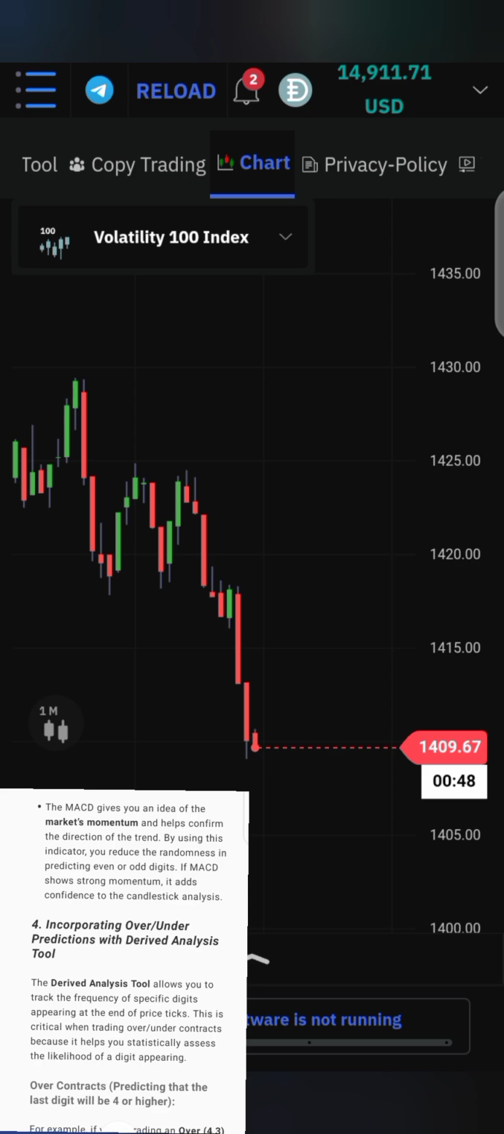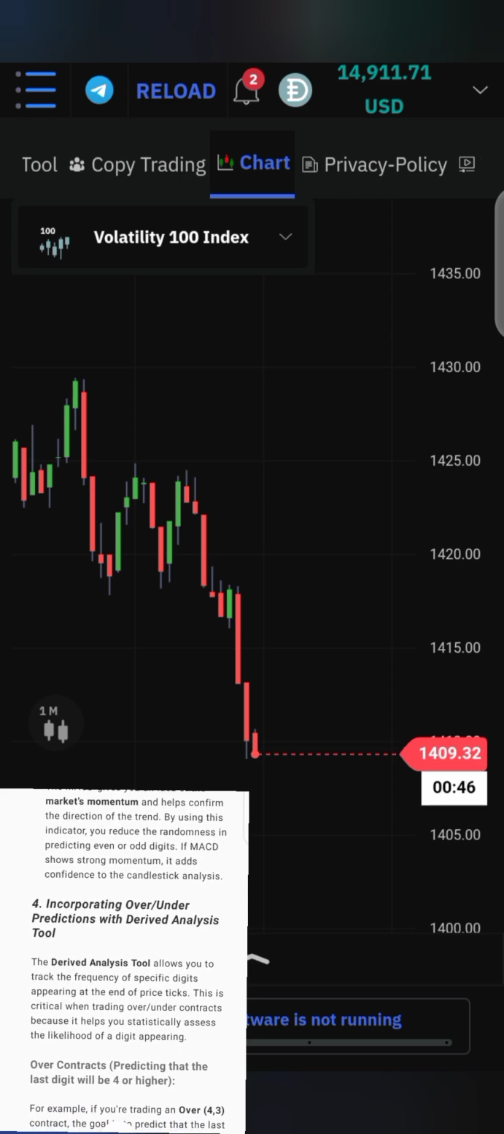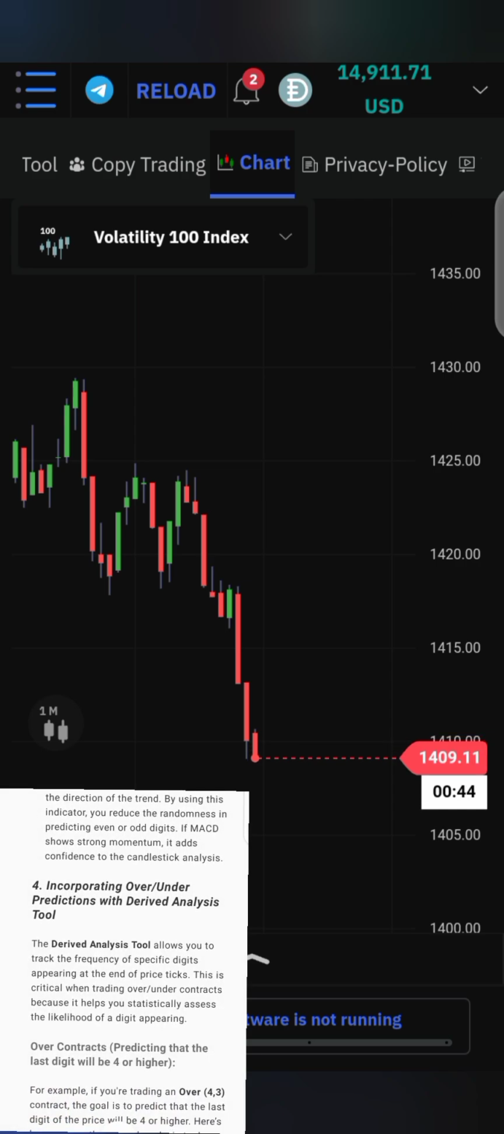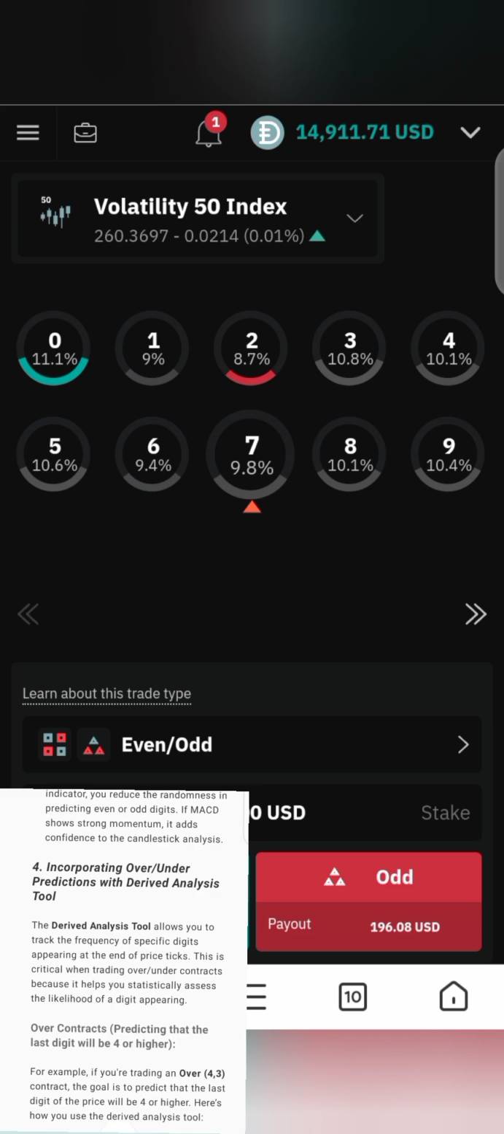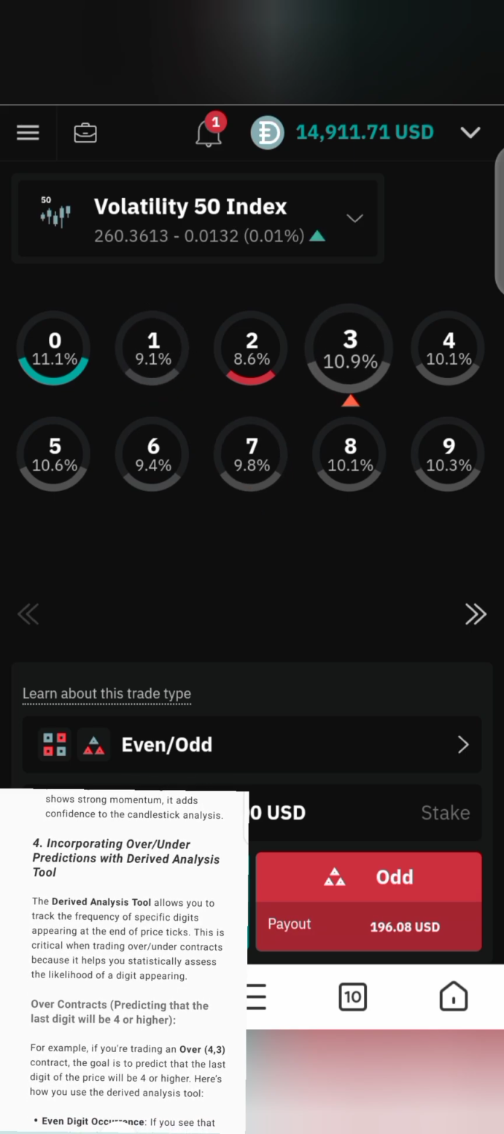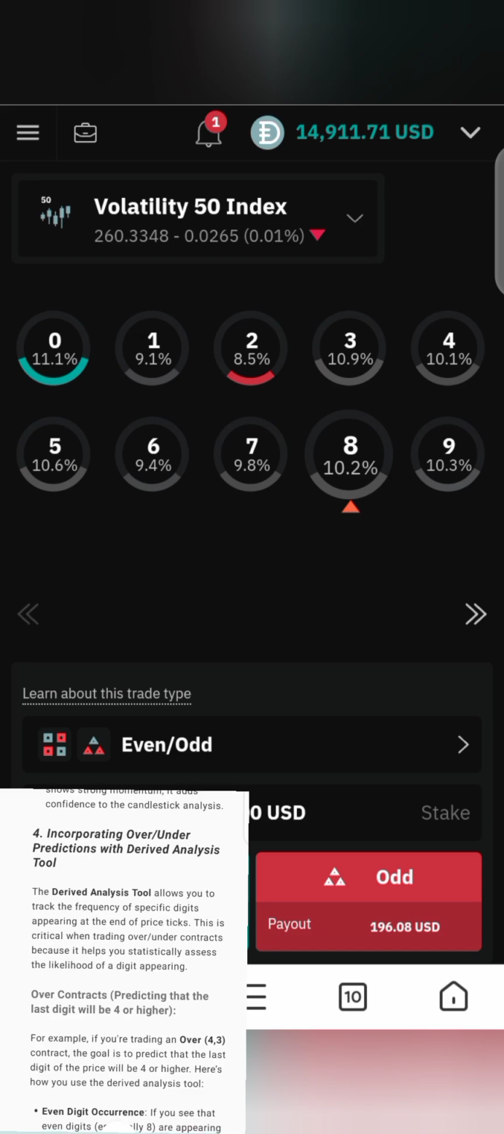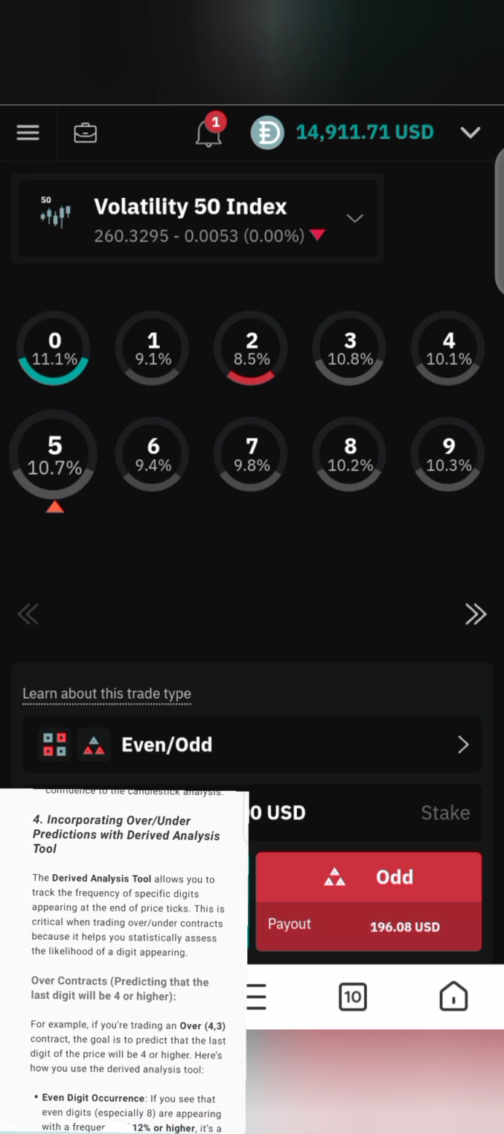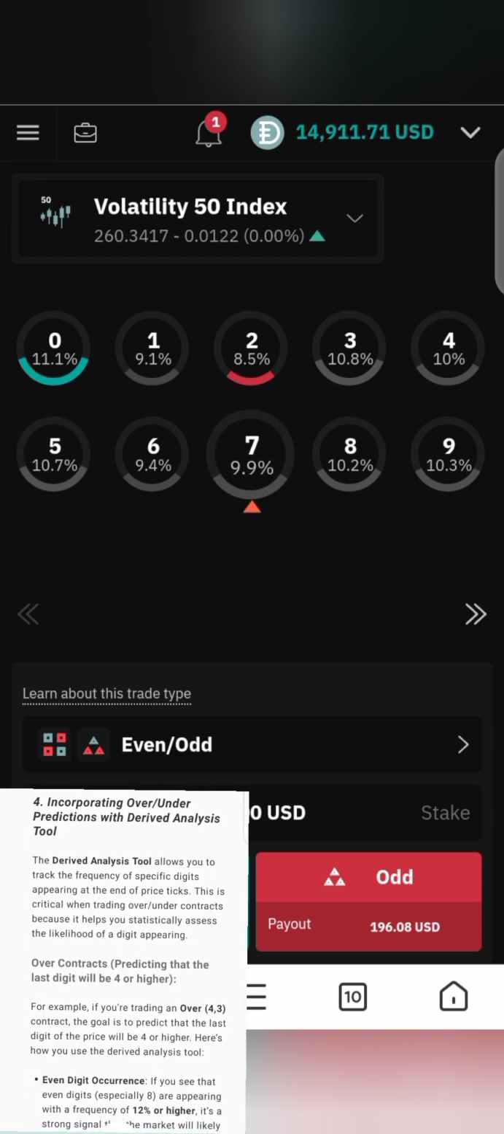Why use MACD? The MACD gives you an idea of the market's momentum and helps confirm the direction of the trend. By using this indicator, you reduce the randomness in predicting even or odd digits. If MACD shows strong momentum, it adds confidence to the candlestick analysis.